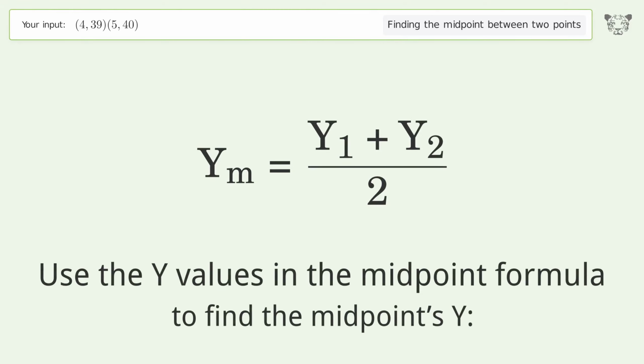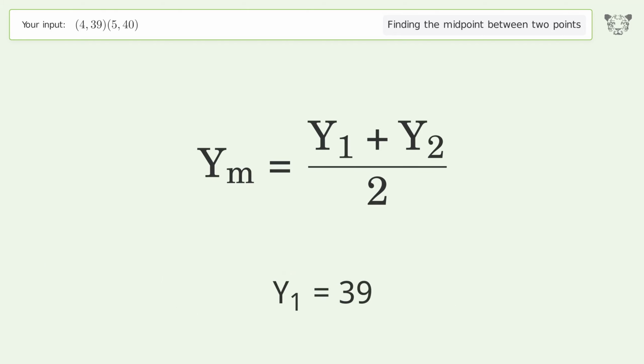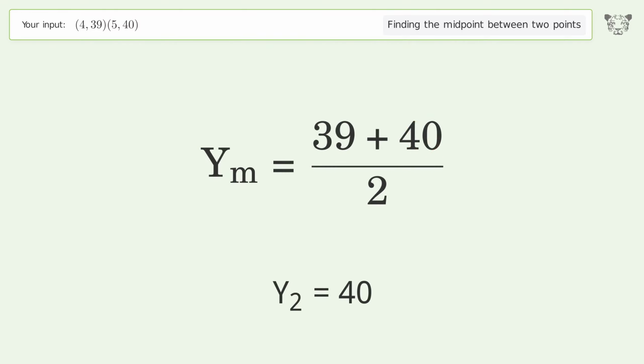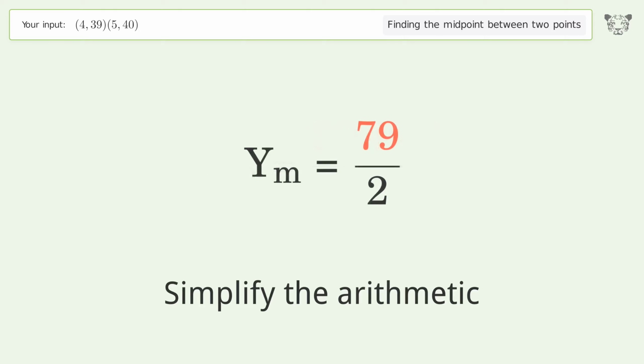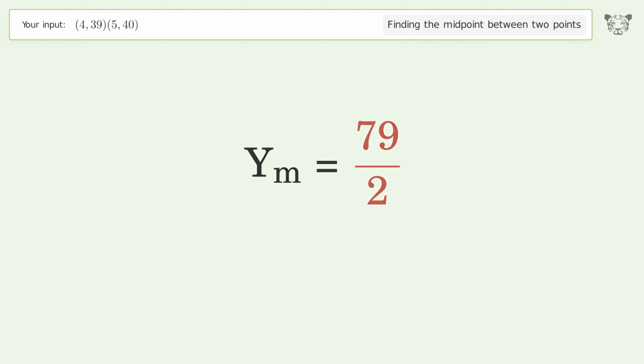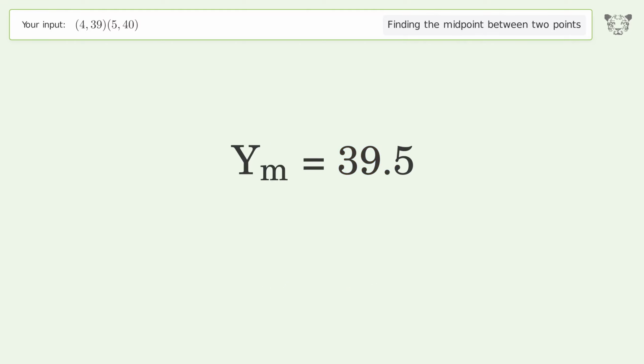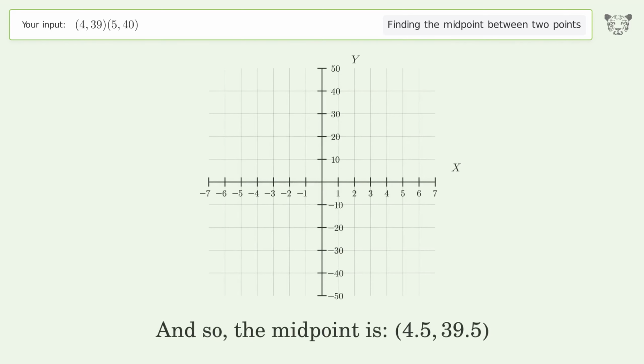Use the y values in the midpoint formula to find the midpoint's y. y1 equals 39. y2 equals 40. Simplify the arithmetic. And so, the midpoint is 4.5, 39.5.